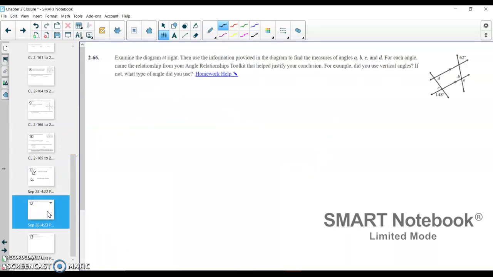Here we are examining the diagram, so 2-66. We are examining the diagram at the right, this diagram here. Then you're going to use the information provided in the diagram to find the measures of angles A, B, C, and D. For each angle, name the relationship from your angle relation toolkit and help justify your conclusion. For example, did you use vertical angles? If not, what type of angle did you use?